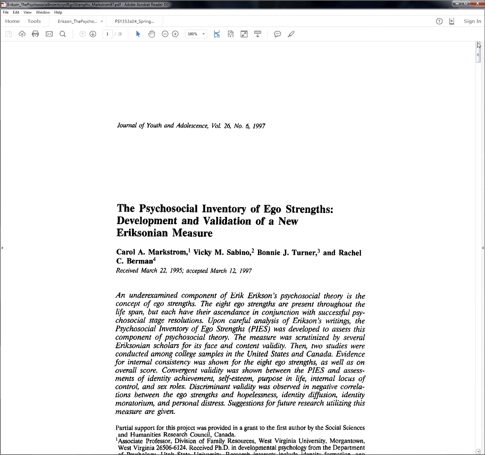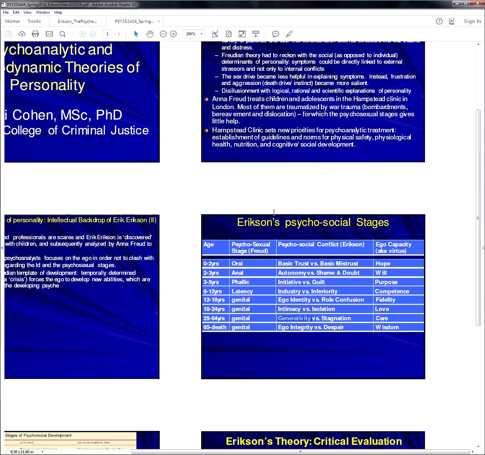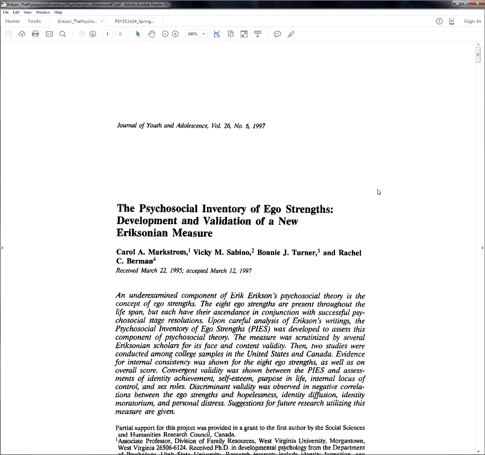You also should have gotten this paper, which is about a way of evaluating or quantifying Ericksonian theory. So throughout the ages, there were several instruments that were built to test empirically the theory that we spoke about, the psychosocial stages, the idea that the ego is manifesting human development by growing in its ability to process information in general and social or relational information in particular. The instrument that I chose for us to work with is called the PIES, the Psychosocial Inventory of Ego Strength. Now, why would I choose the ego strength?